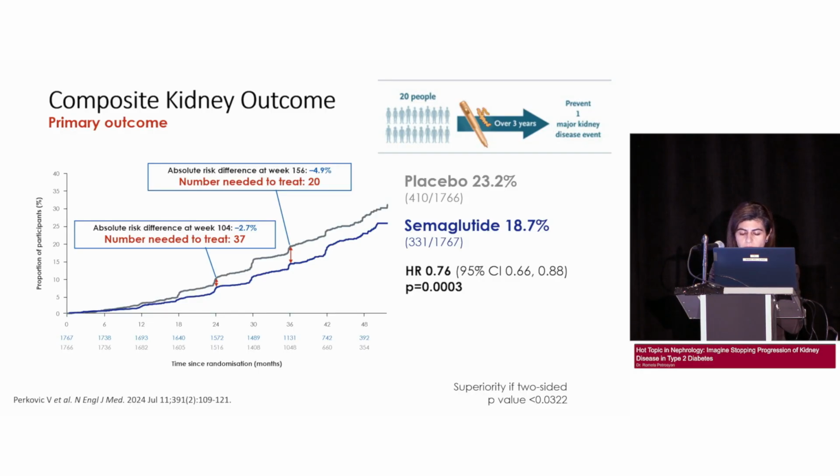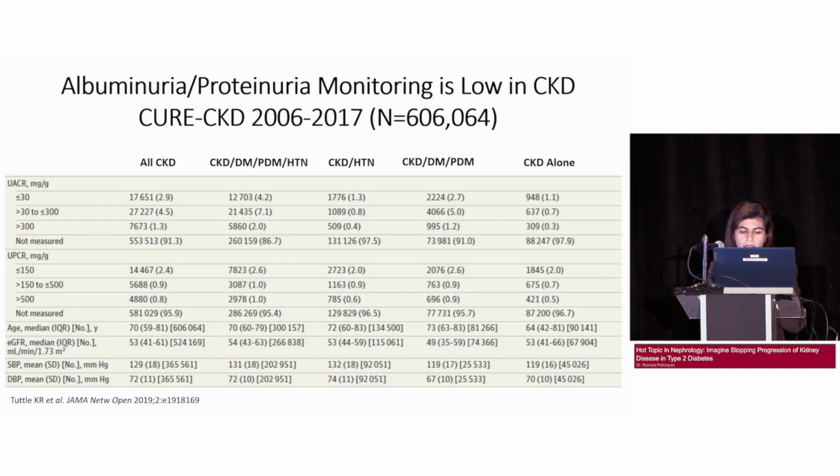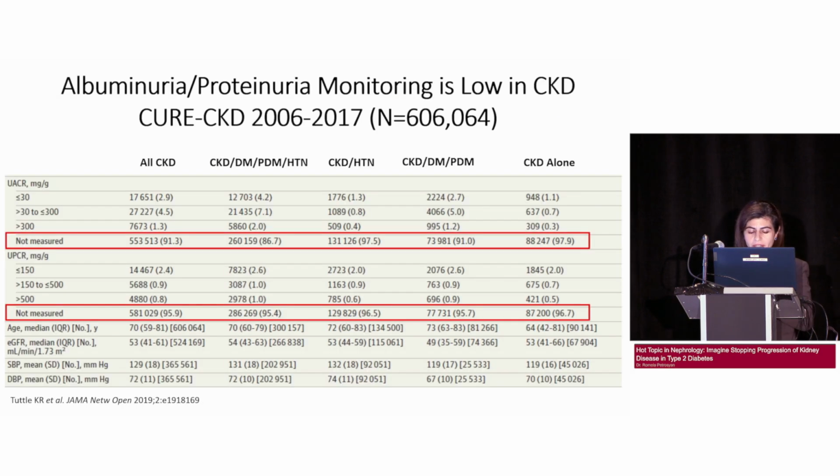And the number needed to treat over a period of 3 years to prevent one of those primary outcomes was 20 when we were looking at semaglutide. And this was at the 1 milligram dose that was seen in the FLOW study. So given everything that we know, unfortunately, albuminuria is often not measured in our patients.